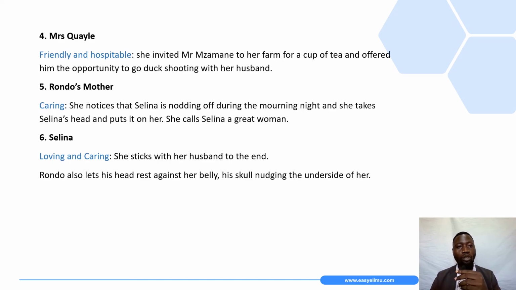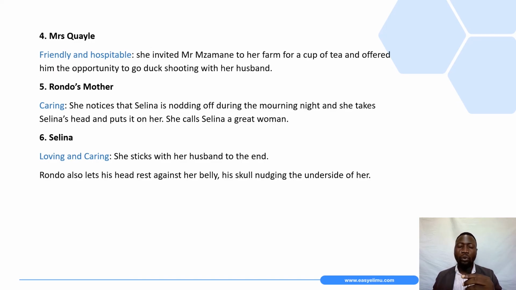There is also another character that is mentioned in the story, Mrs. Quile. Mrs. Quile is friendly and hospitable. She is invited by Mr. Mzamane to her farm for a cup of tea, and offered him the opportunity to go duck shooting with her husband. Now, that is the white Mrs. Quile. Remember, she invited Mr. Mzamane to the farm as a sign of kindness, appreciation, or friendship.